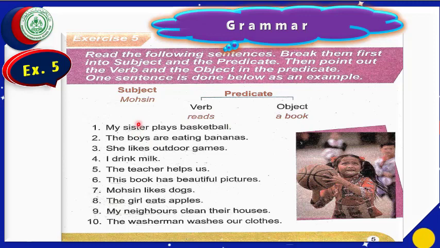Dear students, in the example, the sentence was Mohsin reads a book. First of all, the sentence is broken into two parts, subject and predicate. Subject is Mohsin, predicate is reads a book. Then the predicate is again broken into verb and object. Verb is reads and object is a book.